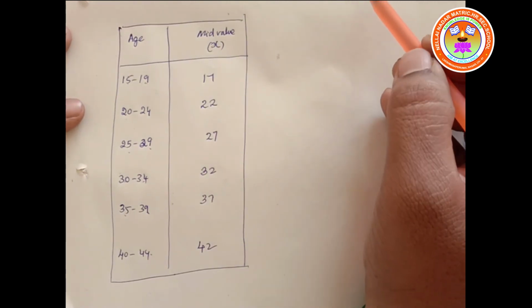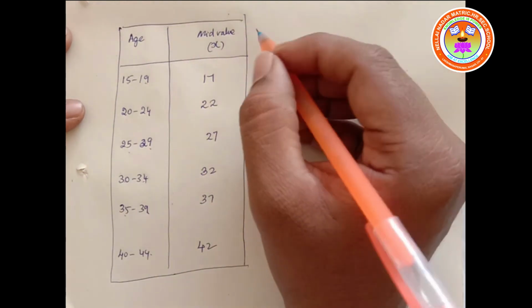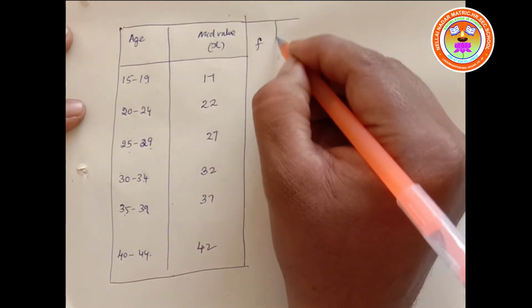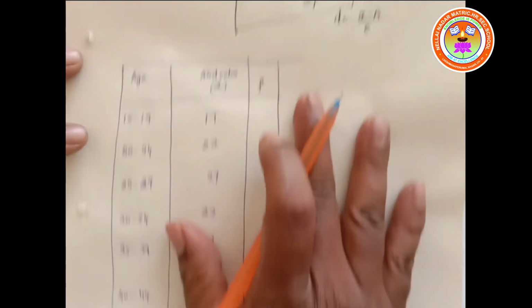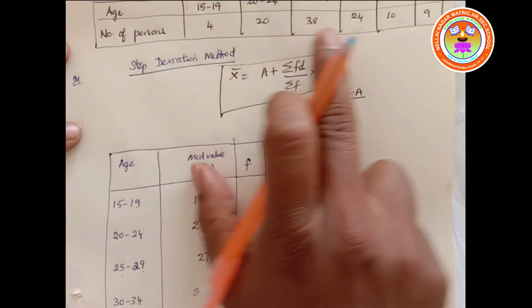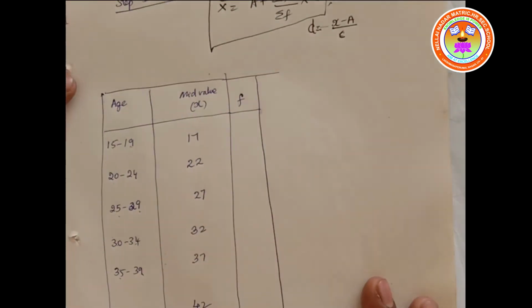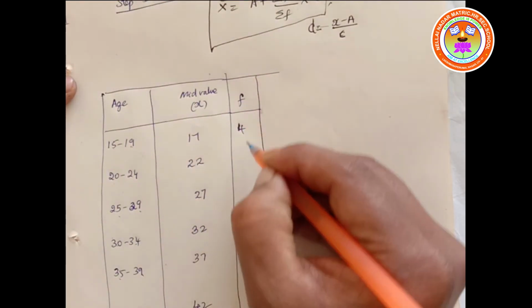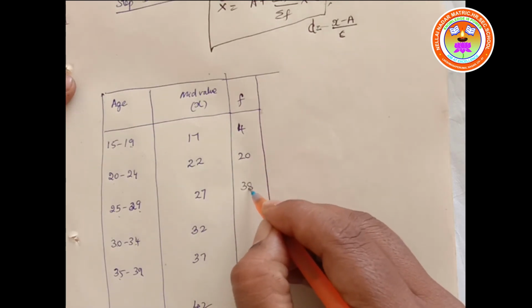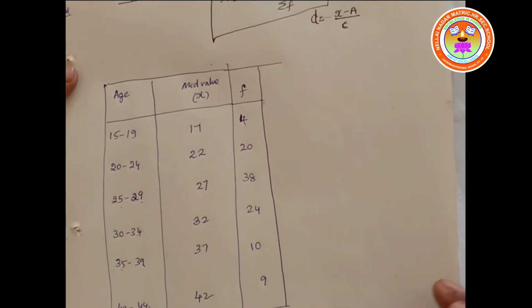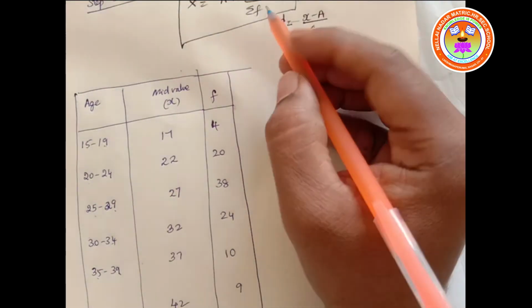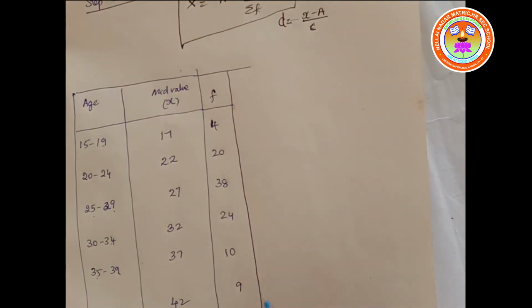Then you have to find f. So given frequency of f is given as 4, 20, 38, 24, 10 and 9. Right here, children? 4, 20, 38, 24, 10 and 9. It's clear, children? Next, sum of f is equal to 105. Clear, children?